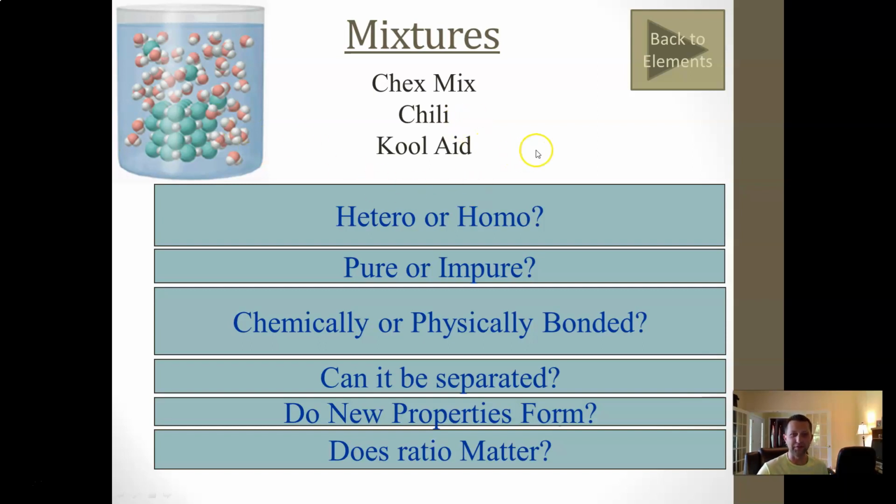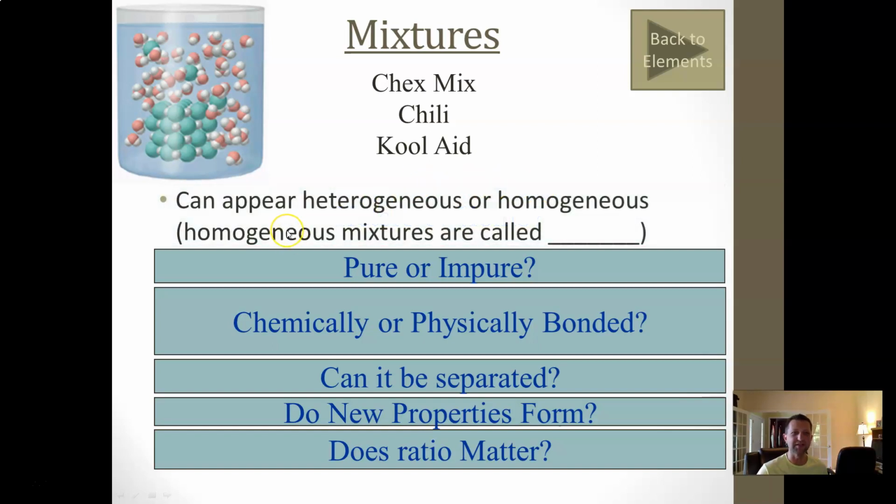So mixtures are going to be heterogeneous, with the exception of a certain type of mixture, which can be homogeneous. Homogeneous mixtures are actually called solutions. And the example up here that's a solution is Kool-Aid. You might have been thinking as I was going through that, once you make the Kool-Aid and it's fully mixed, and your solution's made, it's all the same throughout, right? It looks the same throughout. The sugar is evenly dispersed throughout. So solutions are homogeneous.